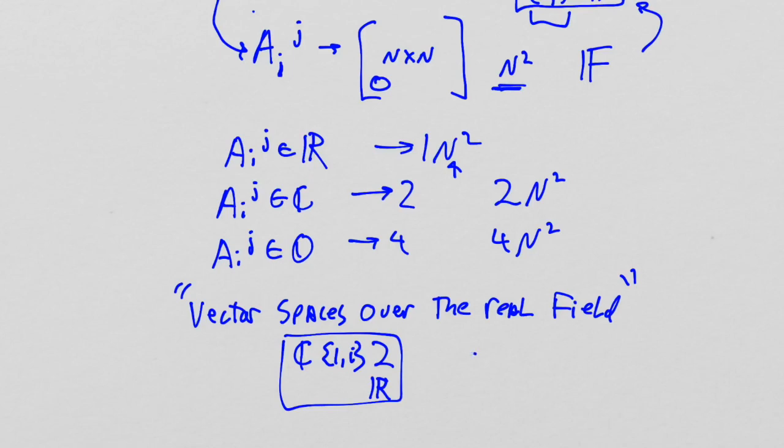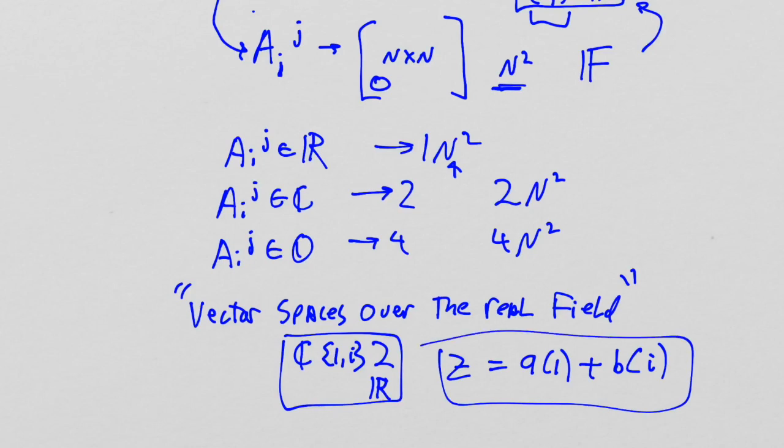And sure, any complex number, it's a little more conventional to use z, is some real number a times the basis vector 1 plus the real number b times the basis vector i. So when you think of the complex numbers as a two-dimensional vector space over the real numbers, meaning the scalars are real numbers, its dimensionality is 2. Likewise, for the quaternions, your dimensionality is 4.